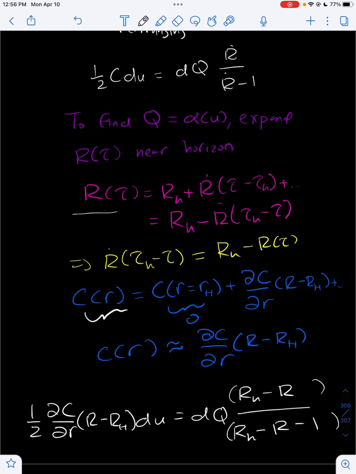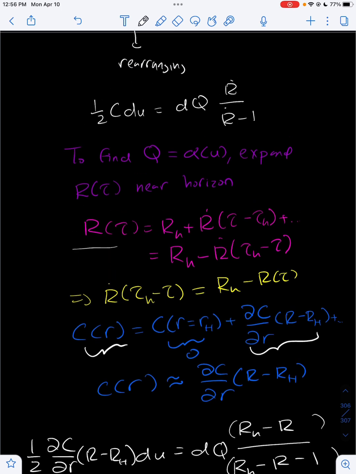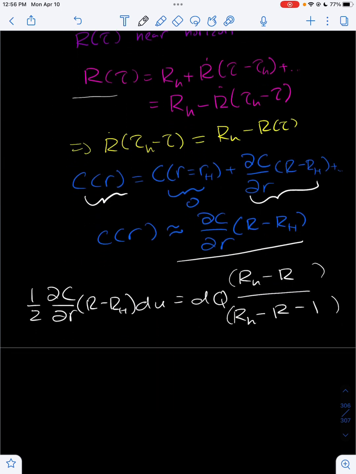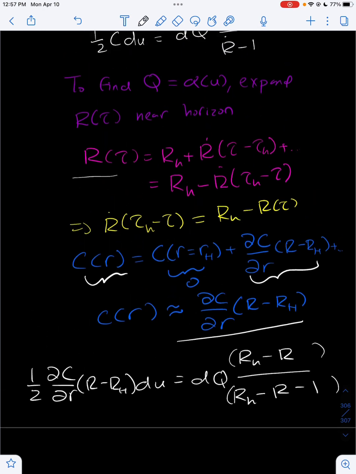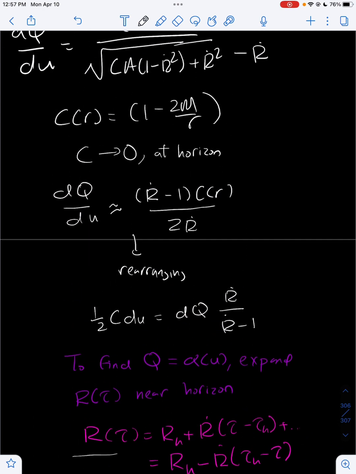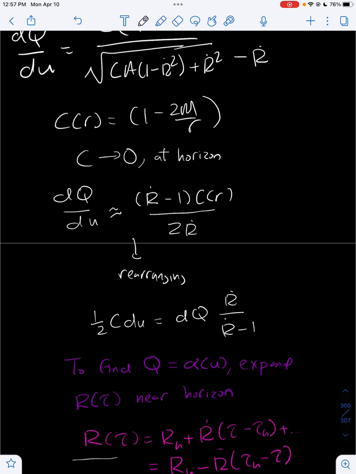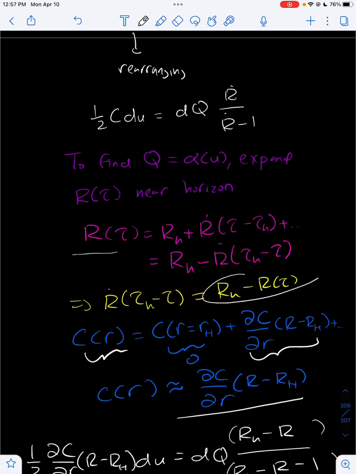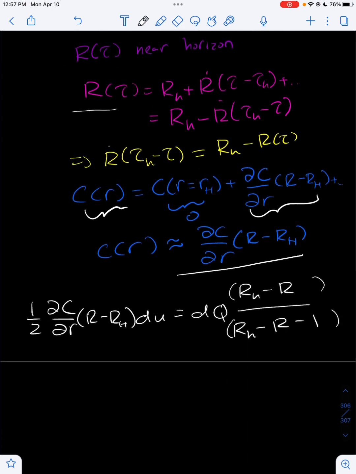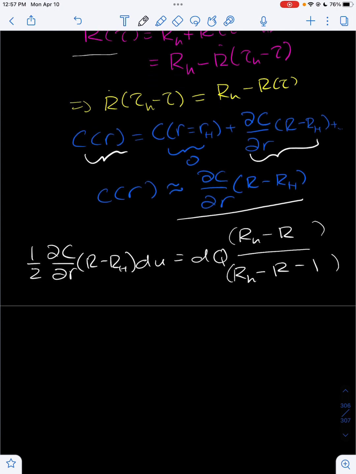Of course, C when R equals R_H is just 0, right? So giving us this right over here, just a Taylor series. And then by putting C of R back into this expression and plugging in R dot for this over here, we arrive at this expression right over here. Pretty cool, huh?